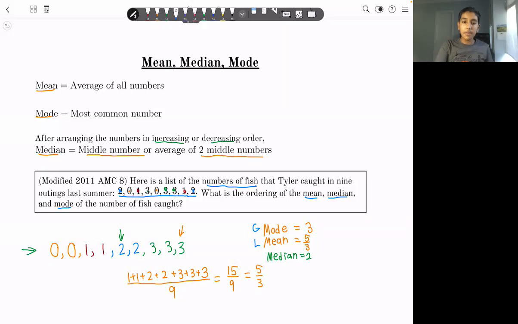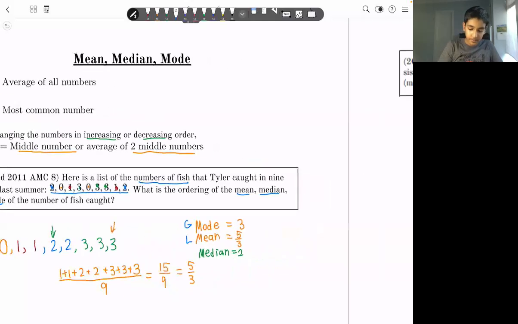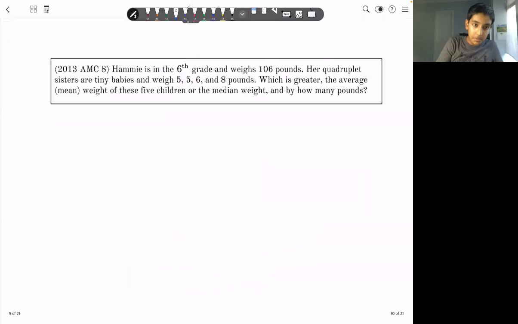Any questions on this problem? If there are no questions, I'll move on. So let's try a very similar problem.